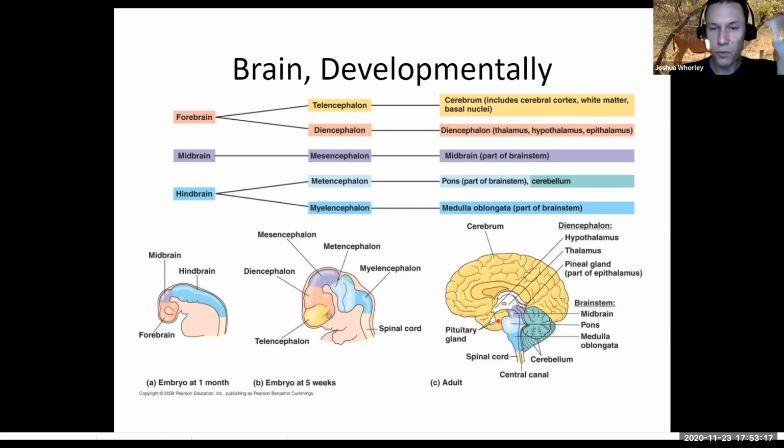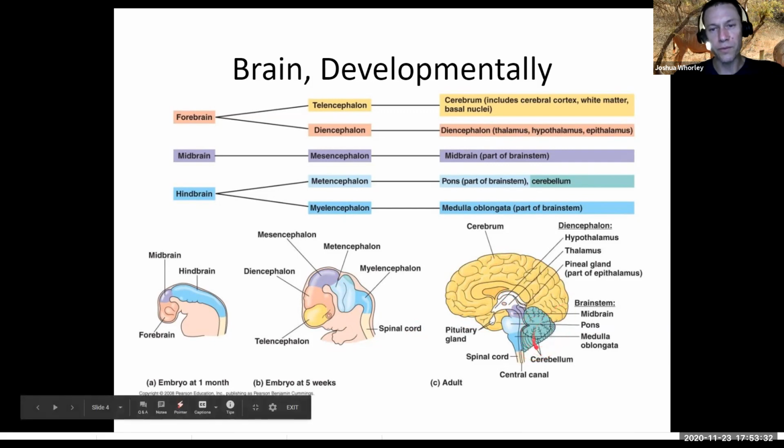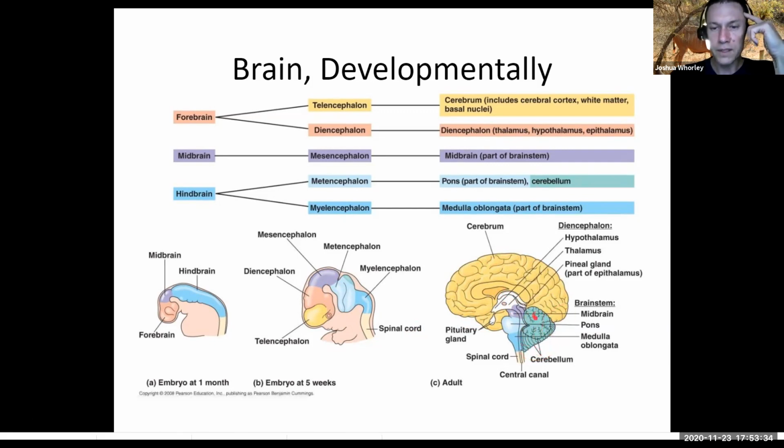And then by the time we're adults, you can see this telencephalon has grown enormous and folded back over the top of the brain. This diencephalon, or the thalamus and hypothalamus, is really quite a bit smaller here. And then we do have a pretty big cerebellum. Remember, this is important for balance intensive activities. And then remaining relatively small are our midbrain, our pons, and our medulla oblongata. And so from the hindbrain comes the pons and cerebellum and medulla oblongata. From the midbrain comes the midbrain, and it doesn't really change.